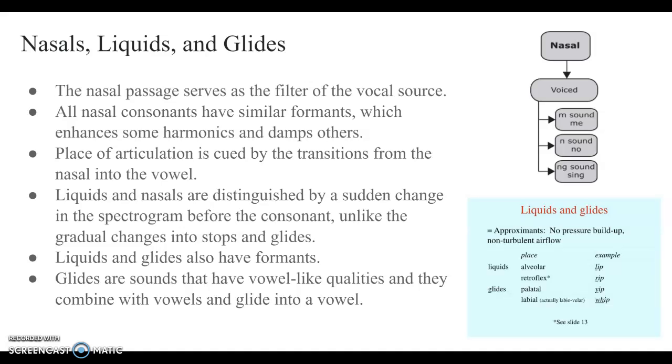Our example on the right for this one only shows voice for the nasal, so it shows the M sound in me, the N sound in no, and the NG sound in sing. And further looking into liquids and glides, this example shows that liquids occur in the alveolar and the retroflex, and glides occur in the palatal and labial.